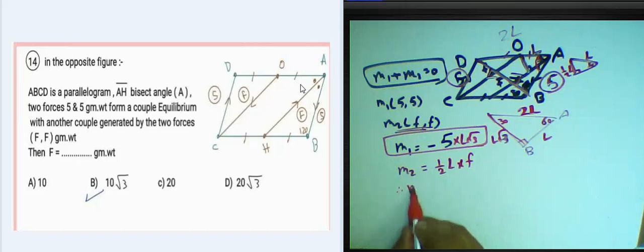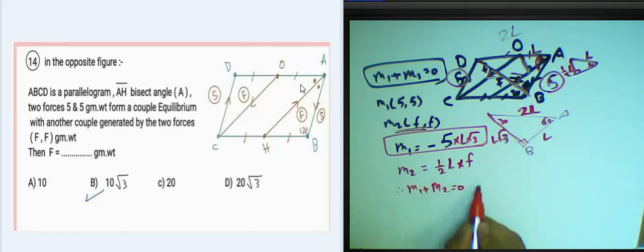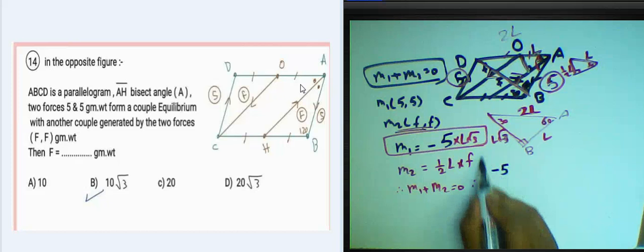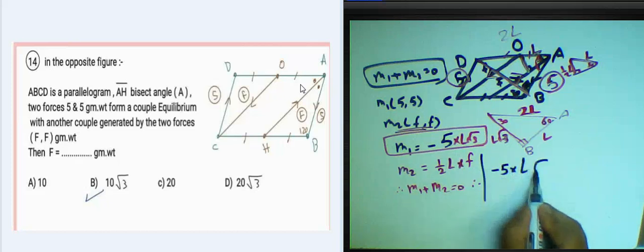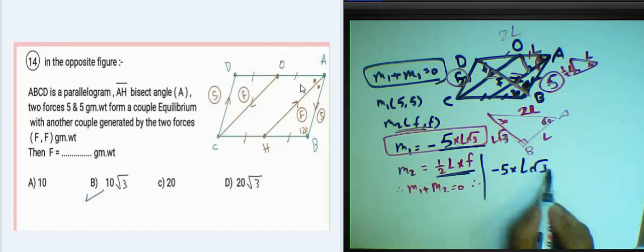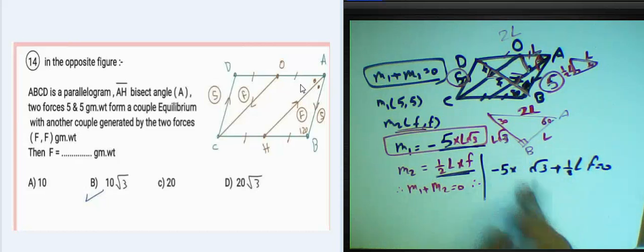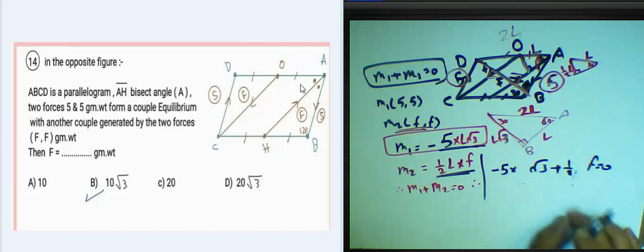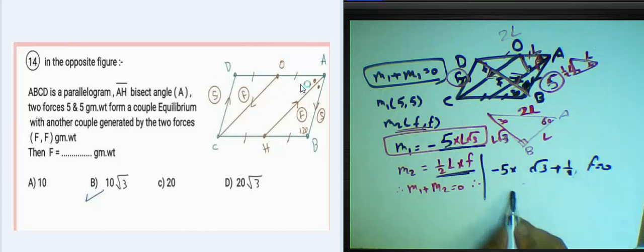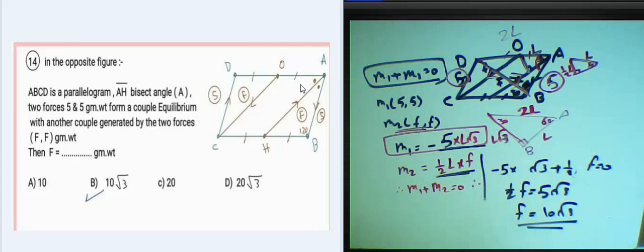Then moment 1 plus moment 2 equals 0. So we can add them and equate the result to 0 here. It will be negative 5 multiplied by L multiplied by root 3, moment 1 plus moment 2 equals 0. We can cancel L by L and find the force. It will be half force equals 5 root 3, then the force equals 10 root 3. Letter B, the result will be letter B.